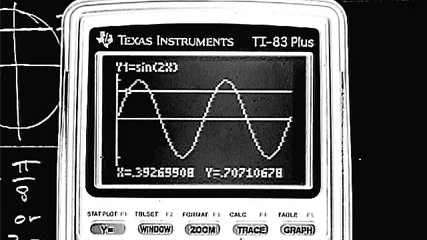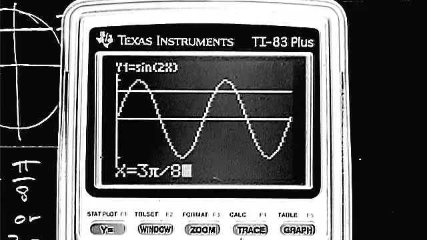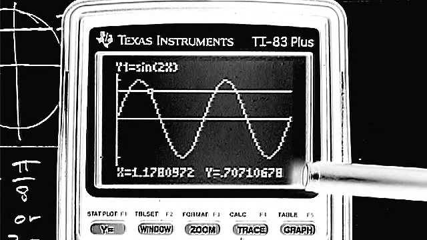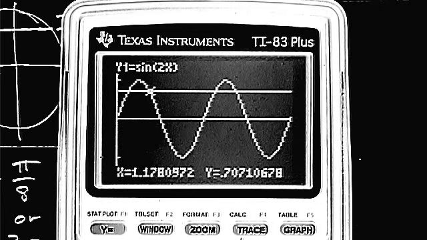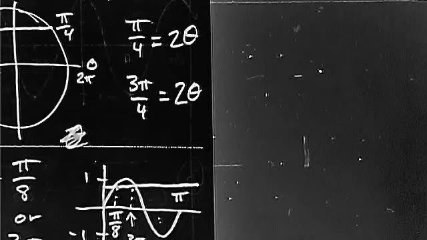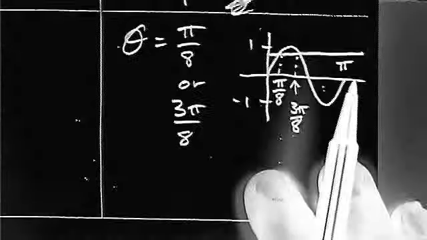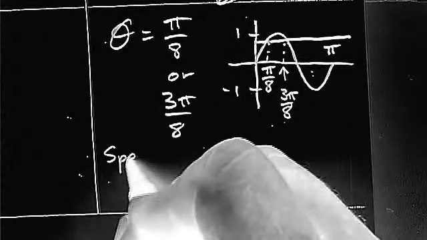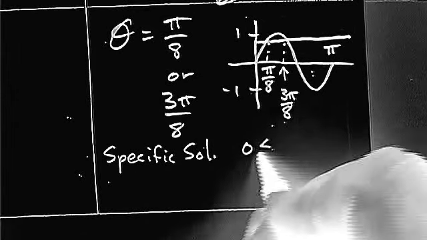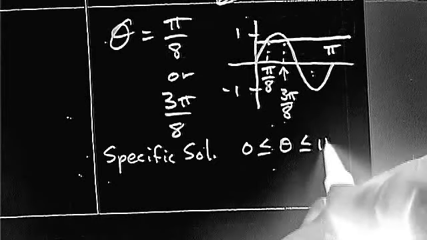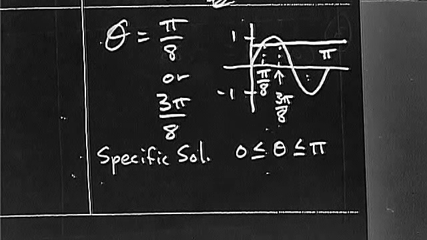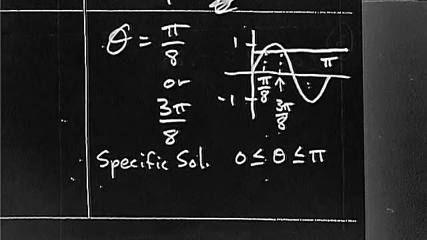And 3 pi over 8, 3 times pi divided by 8. Also another radical 2 over 2. Fantastic. Those specific solutions were between 0 and pi. Well, that makes a whole lot of sense because we reduced the whole thing by 1/2.